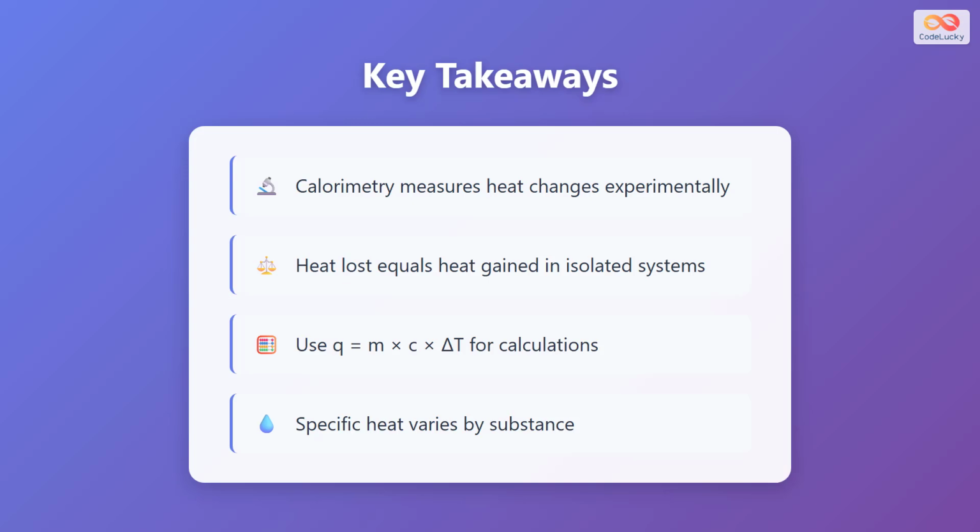Let's review the essential concepts. Calorimetry is the experimental method for measuring heat changes in chemical and physical processes. In isolated systems, the heat lost by one object always equals the heat gained by another, demonstrating energy conservation. We use the formula Q equals m times C times delta T for all calorimetric calculations. Remember that specific heat capacity varies by substance, which allows us to identify materials and predict their thermal behavior. These principles form the foundation for understanding energy changes in chemistry.